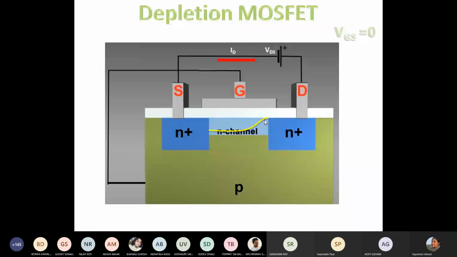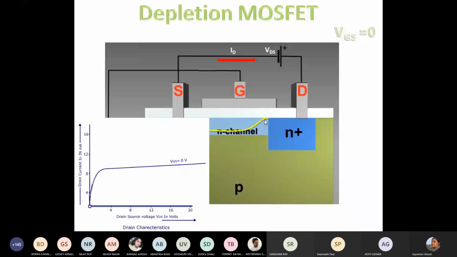So what kind of graph do I expect? At VDS equal to 0, the current will be 0. Then it was linearly increasing, right? But at a certain value, the channel gets closed. So I get a graph like this. It increases linearly, then it reaches a knee-like portion, and then it saturates. This is the VGS equal to 0 volt graph.